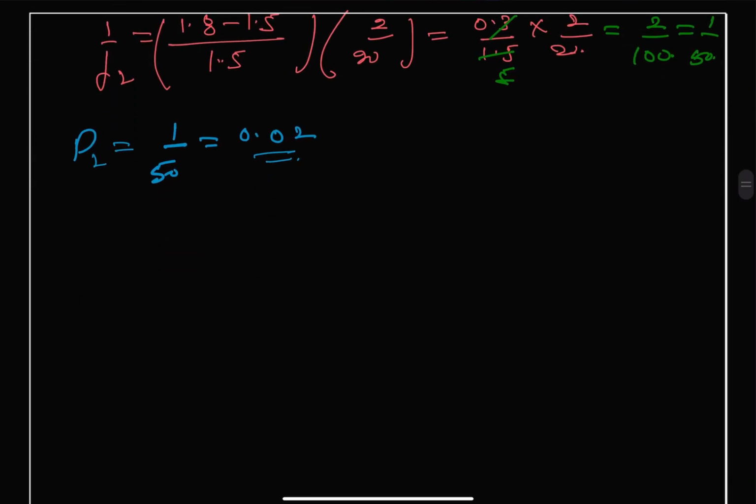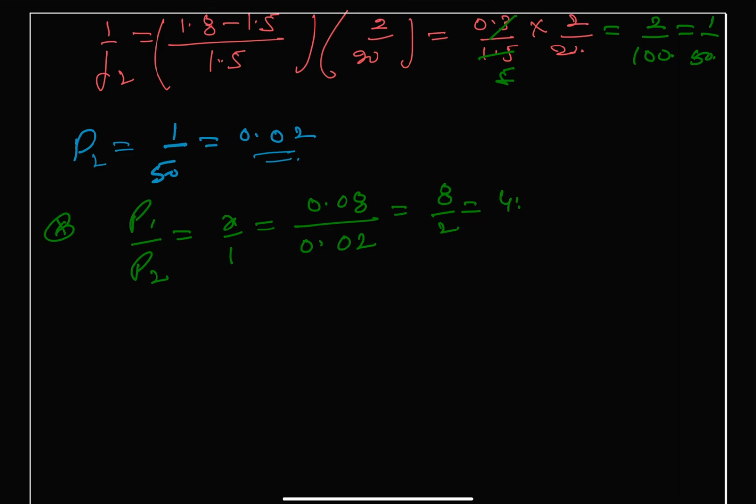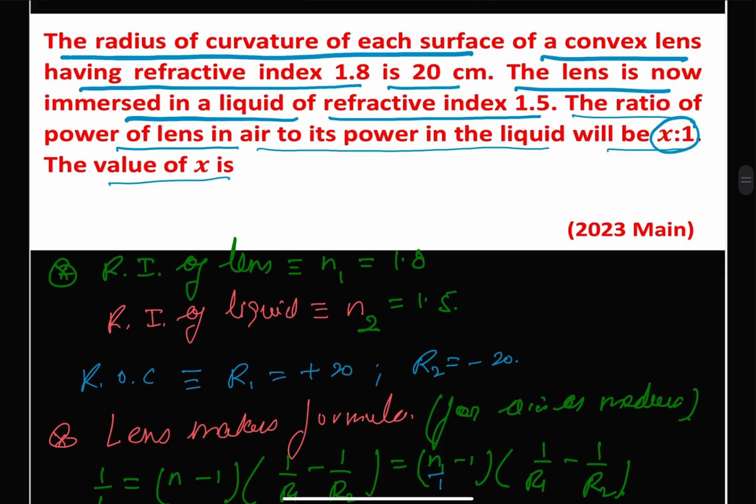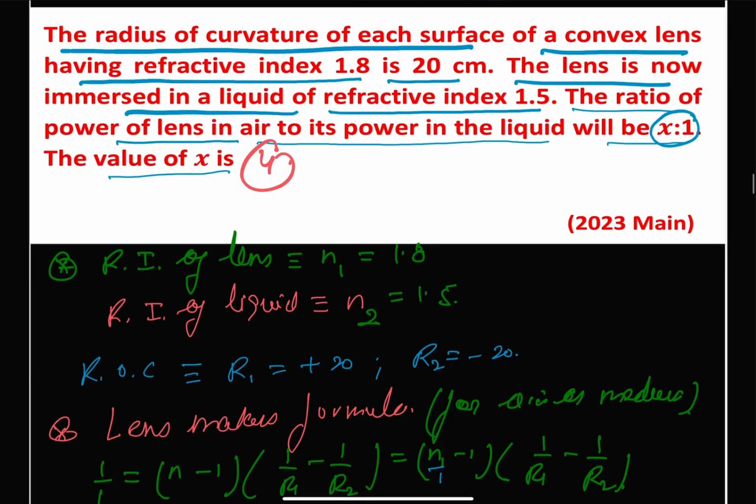So we can say that the ratio of air to the liquid, which is given as x by 1, will be equal to 0.08 and 0.02, and this comes as 8 by 2, which is equal to 4 by 1. So therefore x is equal to 4. So the value of x is 4. Next question.